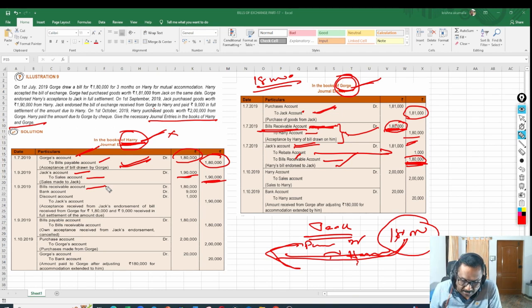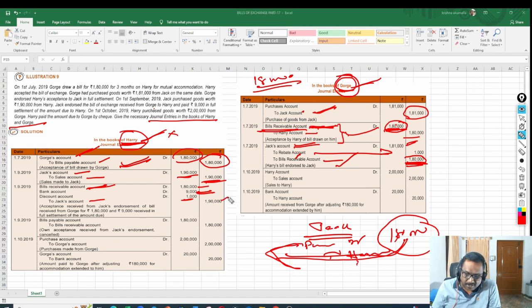So now what happened? He treats that as a bills receivable for 1,80,000 rupees because Jack is giving that 1,80,000 bill. So he is receiving that 1,80,000 and he is paying 9,000 rupees cash in full settlement. 9,000 cash, bank account debit, and 1,000 is the discount for him. So discount 1,000 and to Jack account 1,80,000.